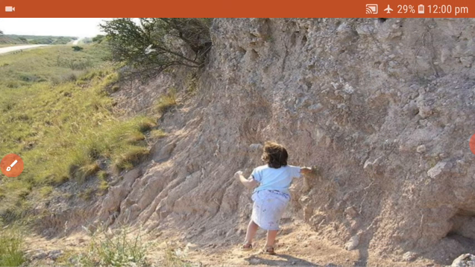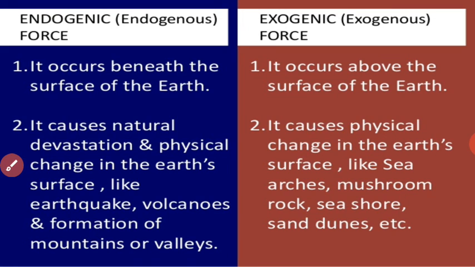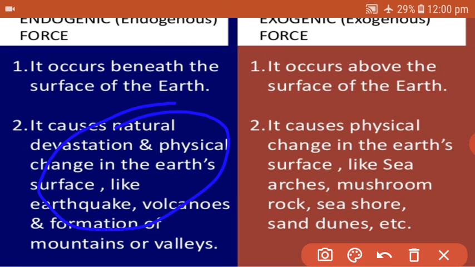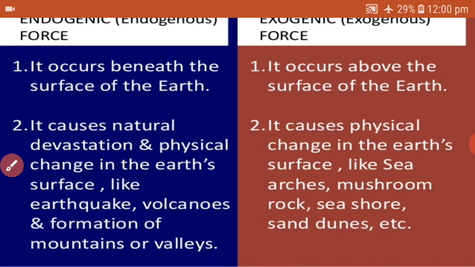So this is the end of part 2, but before completing we will look at the difference between endogenic forces and exogenic forces, an important question for a minimum of 2 marks. First, endogenic forces occur beneath the surface and exogenic forces occur above the surface. The second point, endogenic forces cause natural devastation and physical change in the earth surface like earthquakes, volcanoes and formation of mountains or valleys. They are sudden forces, and examples are given: earthquakes, volcanoes and formation of mountains or valleys.